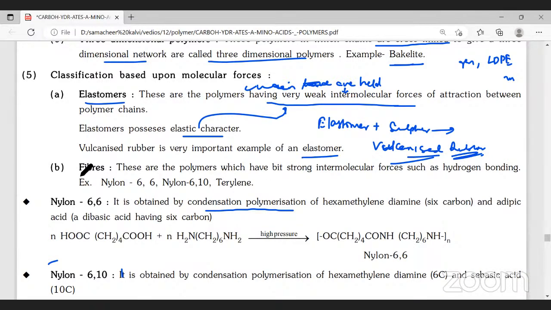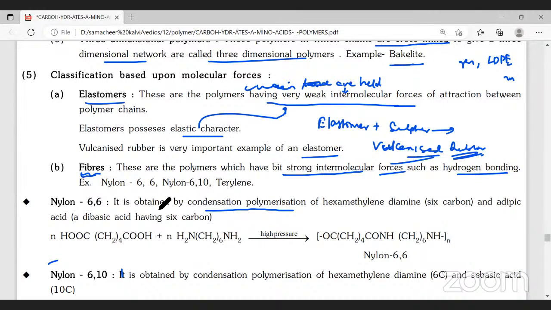Next we have fibers. Based on the molecular force, we have fibers. Fibers are thread-forming solids which possess high tensile strength and high modulus. So fibers are polymers having a bit strong intermolecular forces, such as hydrogen bonding. You would have seen and used nylon ropes.